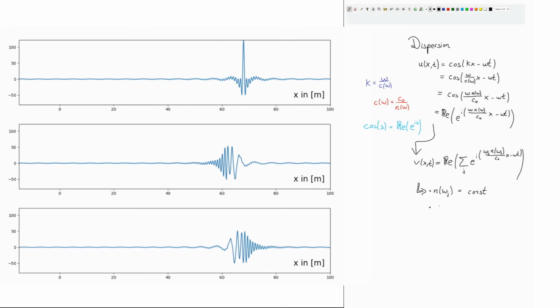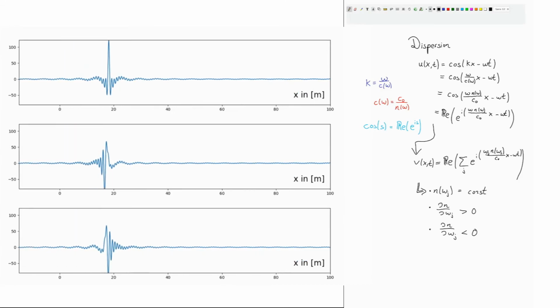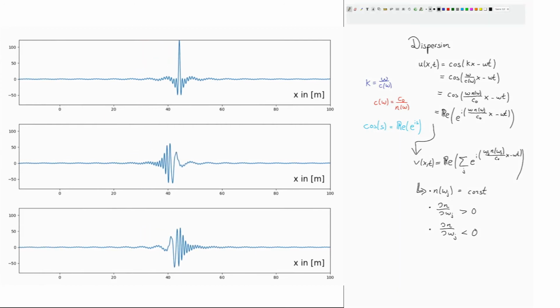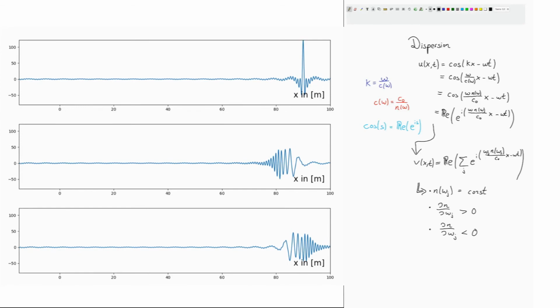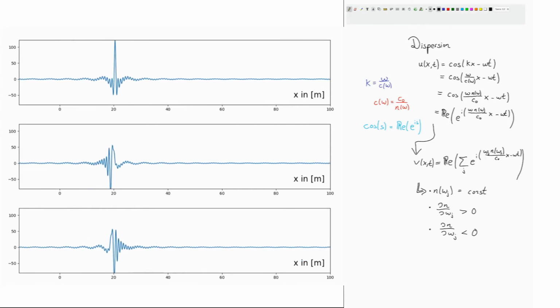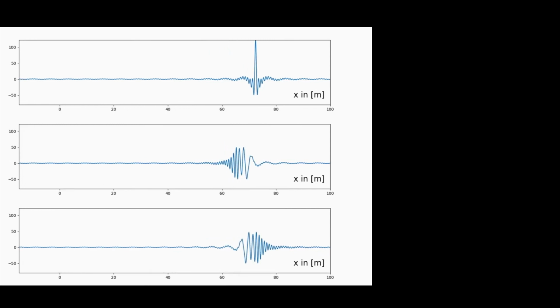What we see is the following. When the derivative of the refractive index with respect to the frequency is constant, the wave parcel maintains its shape. When it is positive, the high frequencies travel faster. When it's negative, the low frequencies travel faster.